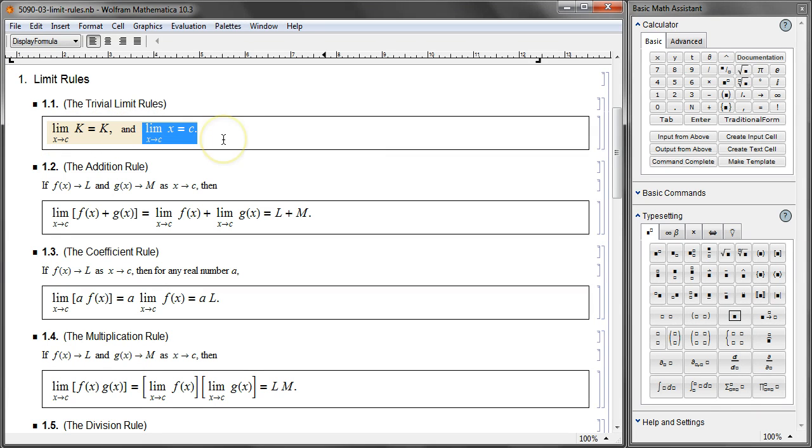The second statement is almost equally as stupid. If x approached c, then x approached c. Another tautology. They are trivial limit rules.